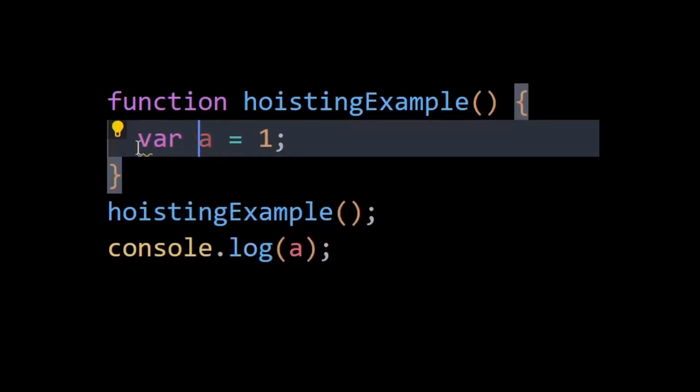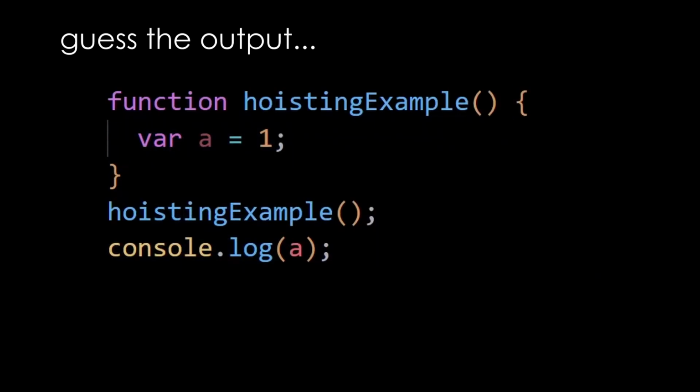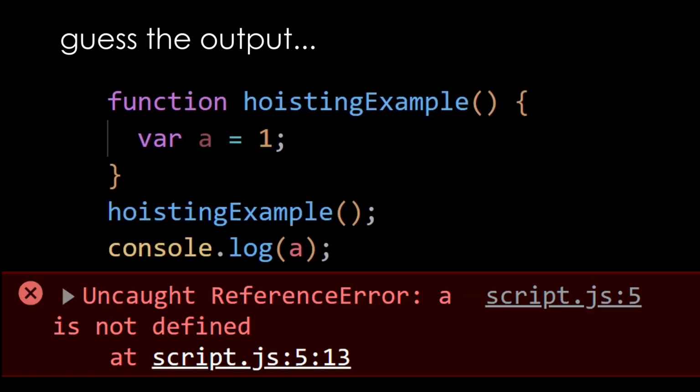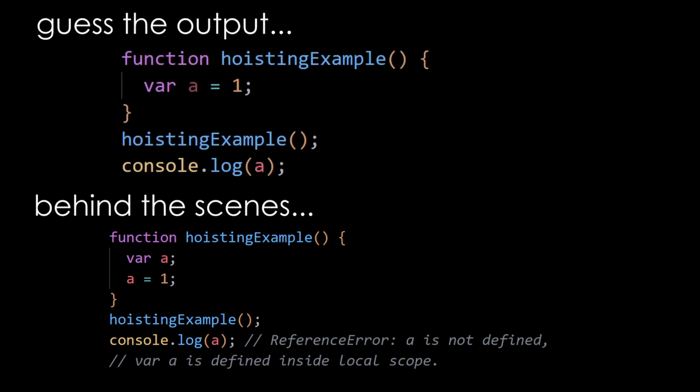Now for the eighth question, I'll slightly modify this question and initialize a with var. What do you think the output would be then? Well, it would say reference error: a is not defined. Here's the behind the scenes implementation of this code.